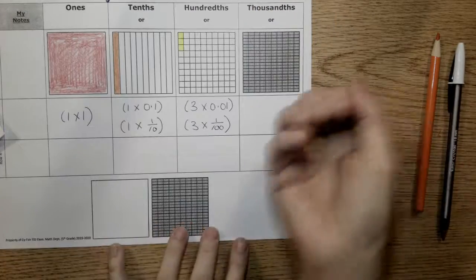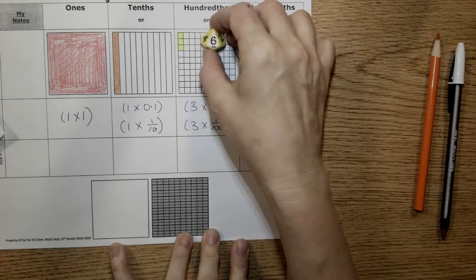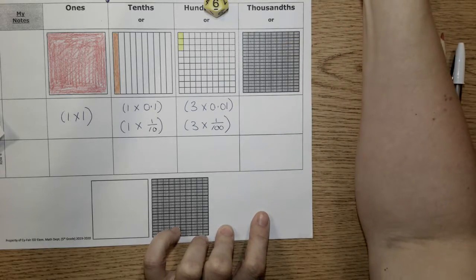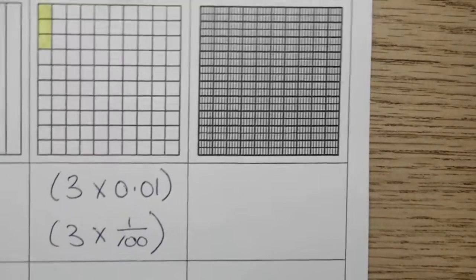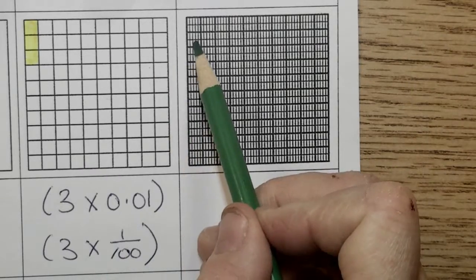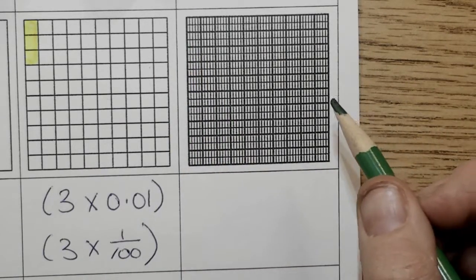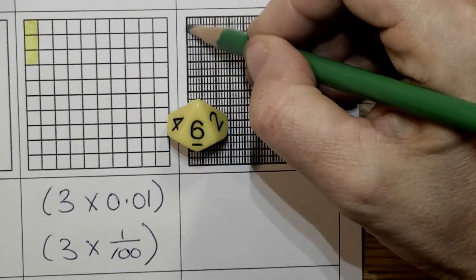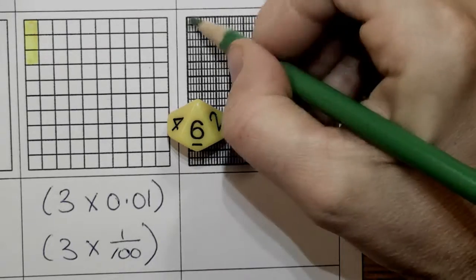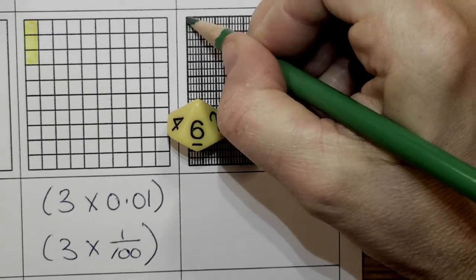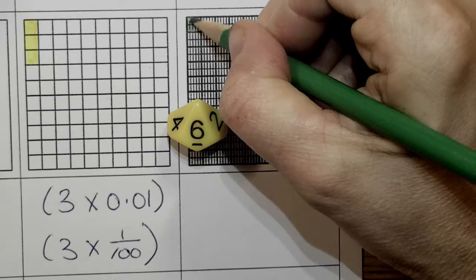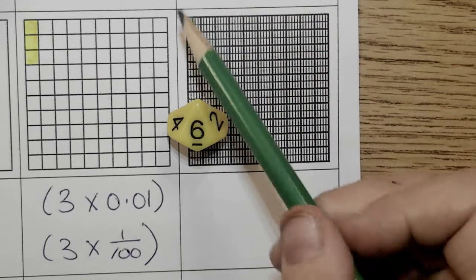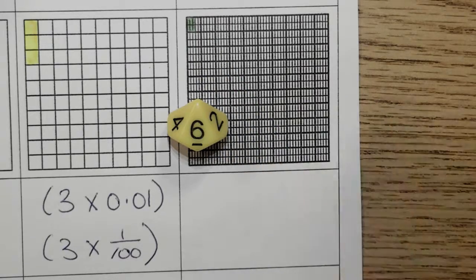Right, now I'm ready to move on to my thousandths. I'm going to roll my dice again. This time I've got 6. Now with the thousandths, you can see that we have divided the square. Each of these small squares here has been divided into 10 smaller squares. They're kind of hard to see. So if I have rolled a 6, I want to colour in just 6 of these little lines. And remember, if you roll a 0, I just want you to roll again so that you can get a number. So I have 6 coloured in right here.